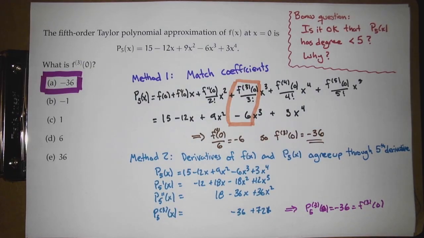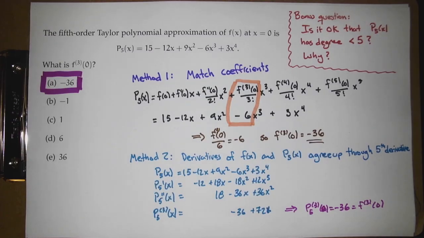Negative 36. Out of curiosity, for those of you who got it, which way did you go? Method 1? Method 2? Okay, all right. They're half and half, roughly speaking. So that's fine. We're not saying one is superior. Use what works for you.